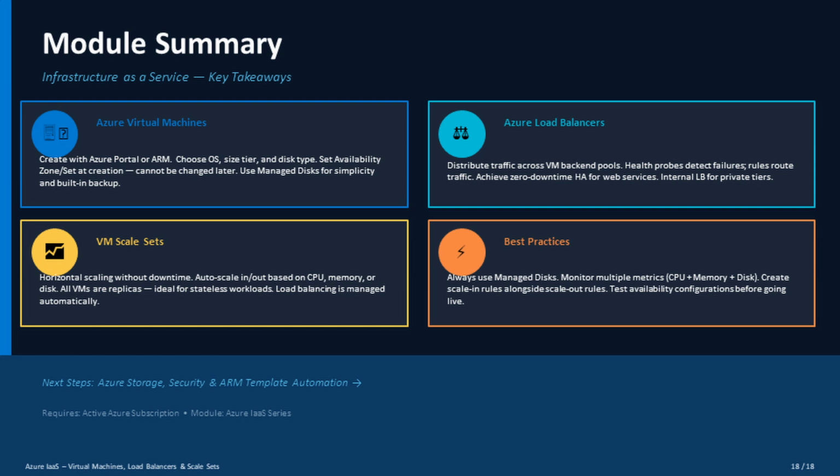Remember, scale sets are for stateless workloads where all instances are identical replicas. They are not suitable for stateful services like SQL Server or Exchange. The key best practices to take away: always use managed disks. Monitor multiple resource metrics so you don't miss bottlenecks. Always pair a scale-out rule with a corresponding scale-in rule to avoid runaway costs. And test your high availability configurations before deploying to production.